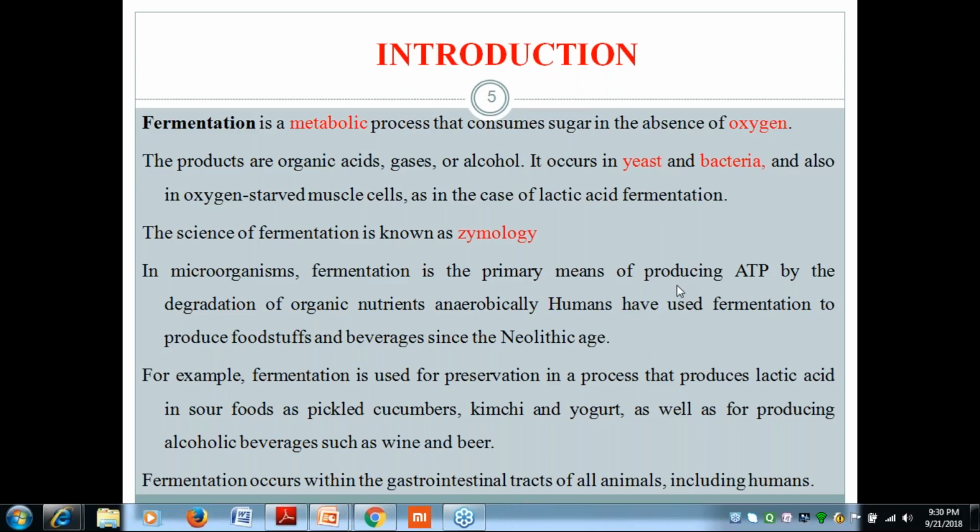Now, the main points from the first slide: fermentation is a metabolic process. Fermentation is an anaerobic process because it occurs in the absence of oxygen, and the products are organic acid, gases, and alcohol. It is a microbial process. The study of fermentation is known as zymology, and fermentation is used for the preservation of food products, and also for the production of different types of industrially important products.